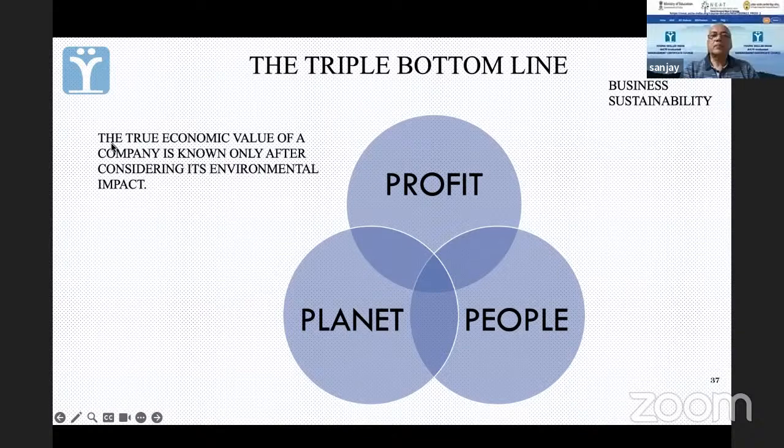So the true economic value of a company is known only after considering its environmental impact. So a company, let's say, is using a lot of fossil fuels, like for example, coal, oil, is emitting pollutants into the atmosphere, is generally not at all looking at the needs of the environment.